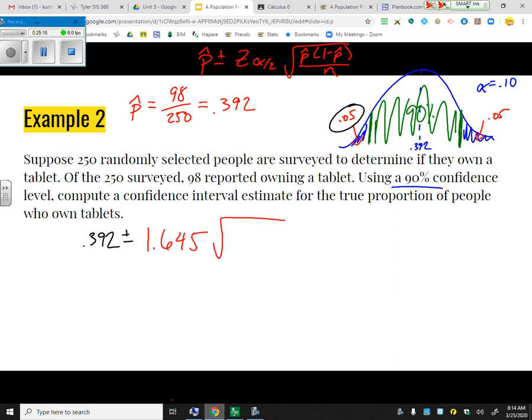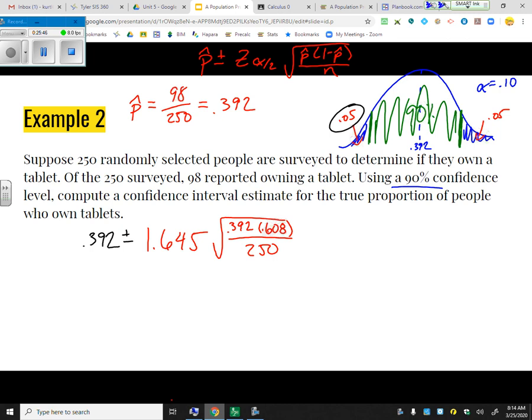From here, I just got to plug everything in. So I expect 39.2% of people to have a tablet. And so people that don't have a tablet, 1 minus that 0.392, 60.8%. Don't have a tablet. Okay? And that was out of 250 people. And you just have this massive calculator problem again.